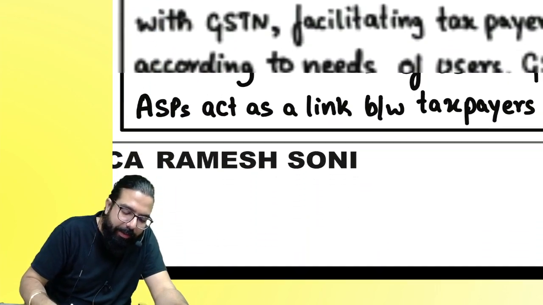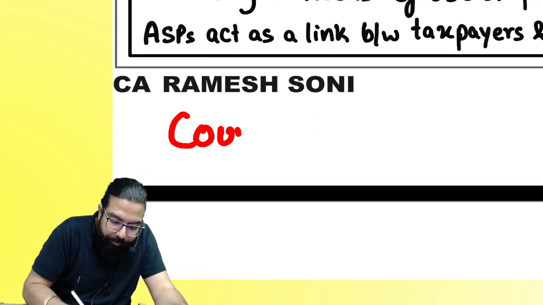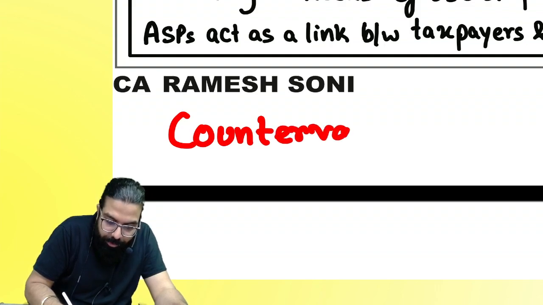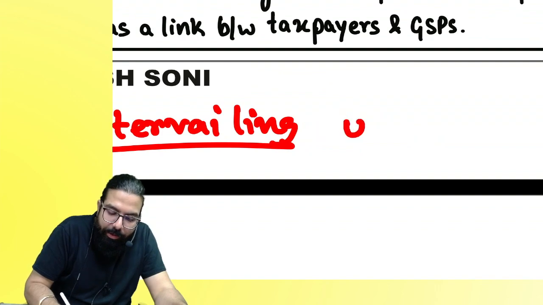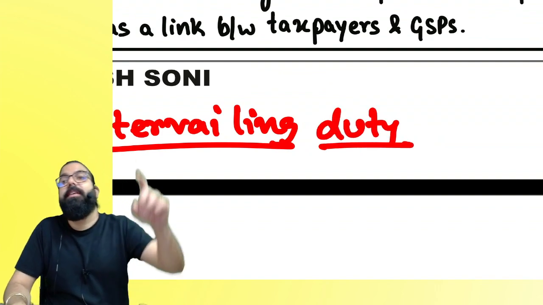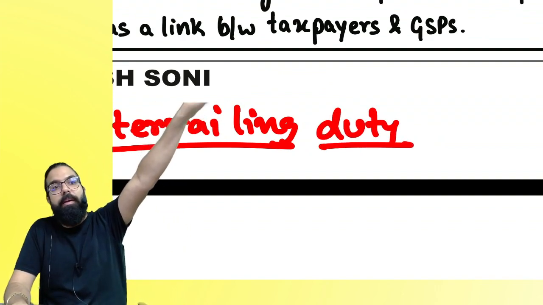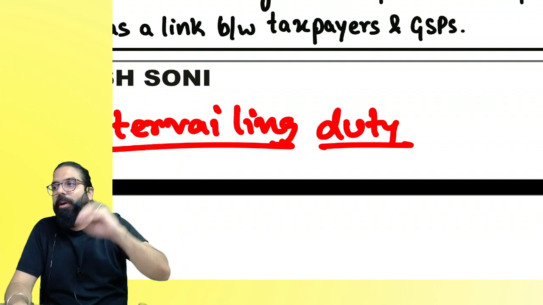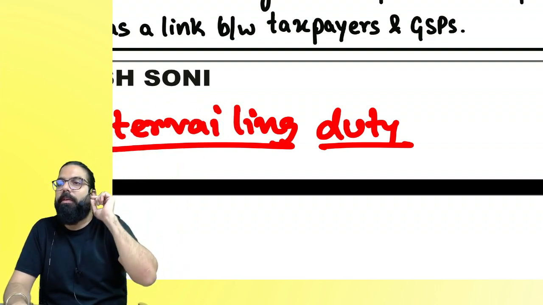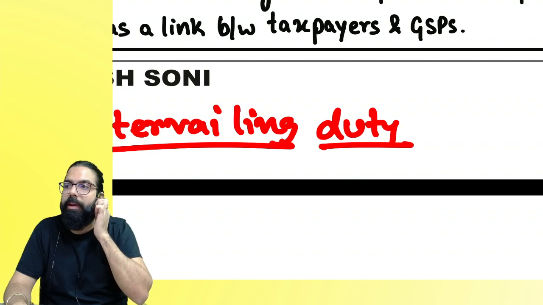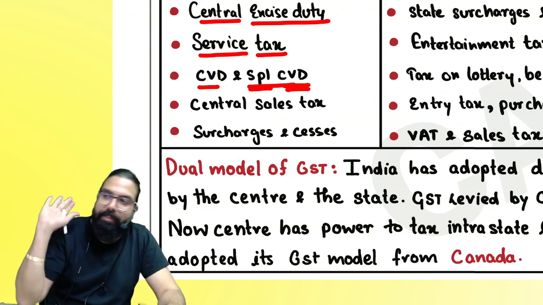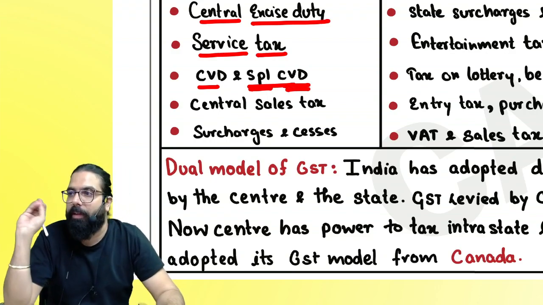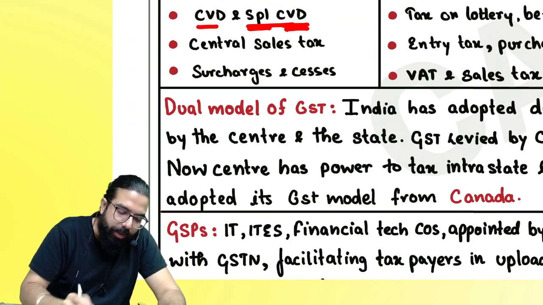The next one over here, CVD. What do you mean by CVD, everyone? Countervailing duty. This duty is charged under the Customs Act. As of now, we are not discussing it. When we see the final, we'll discuss countervailing duty. Countervailing duty and special countervailing duty, which are charged under the Customs Act, will no more be charged. They are put in the fire.